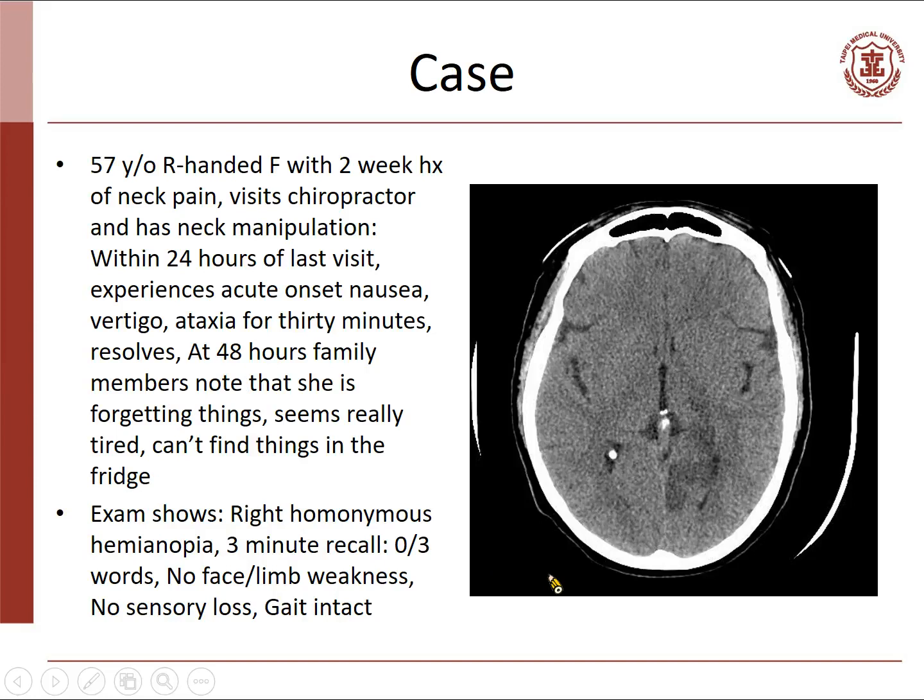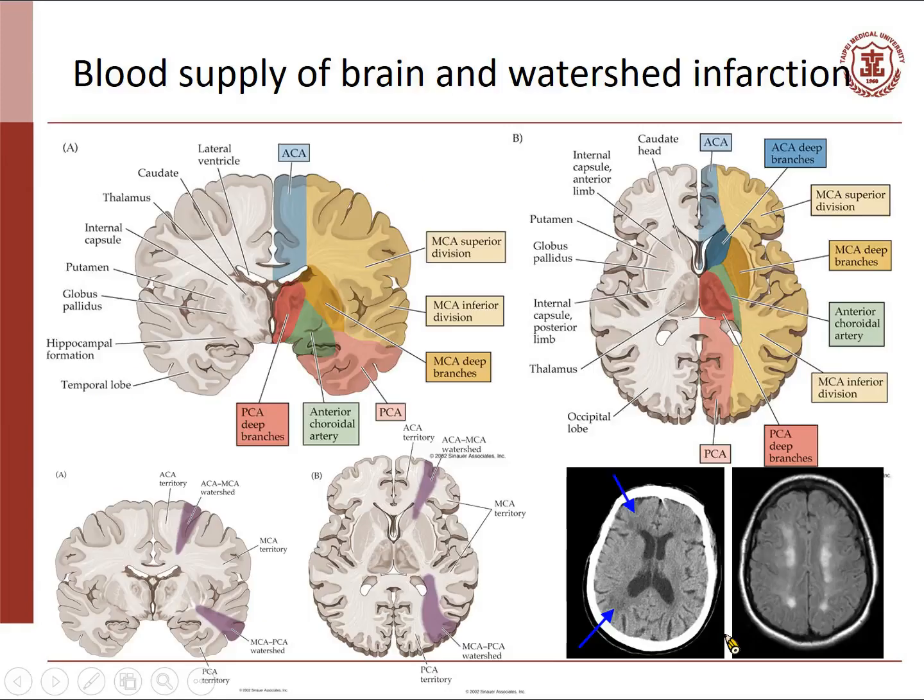So this is another case. You can see the image here. It's the PCA territory. So remember the blood supply of the brain areas, and you can understand why the patient has such symptoms to present as stroke.